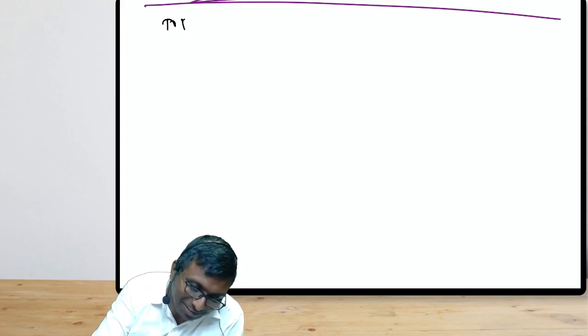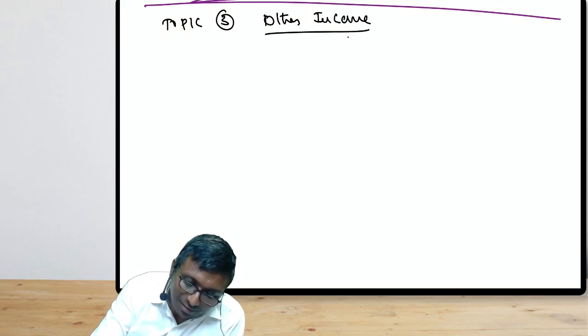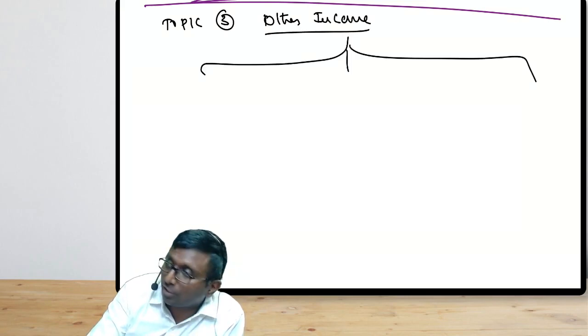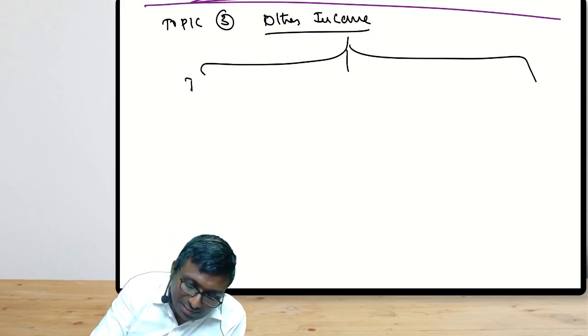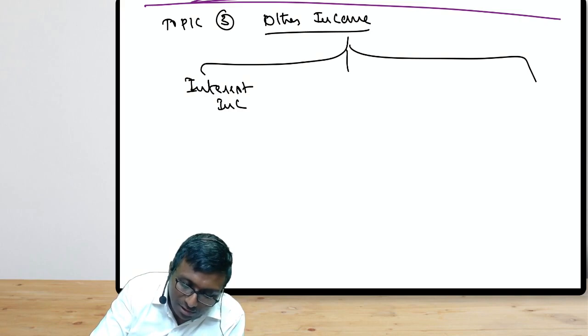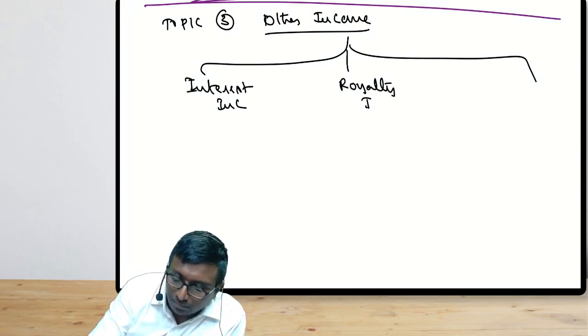Topic 3 is there. How many topics, you also forgot? Other income. Yeah, this is a small thing. It will not take too much time. First is interest income. Next is royalty income. Next is dividend income.